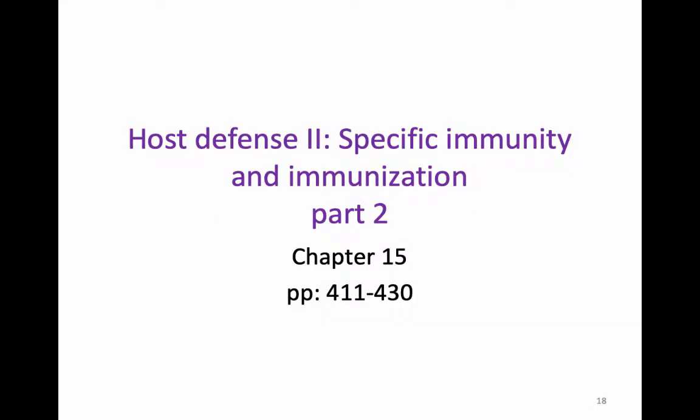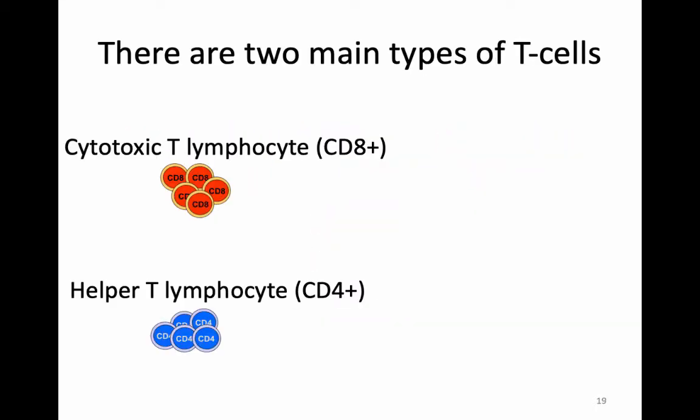This is part 2 of the chapter 15 lecture. So in part 1, we discussed B cells, which are part of the third line of defense, acquired immunity. The second cell type that's important for the third line of defense are the T cells. We have two types of T cells, which we've mentioned briefly in the last lecture set.